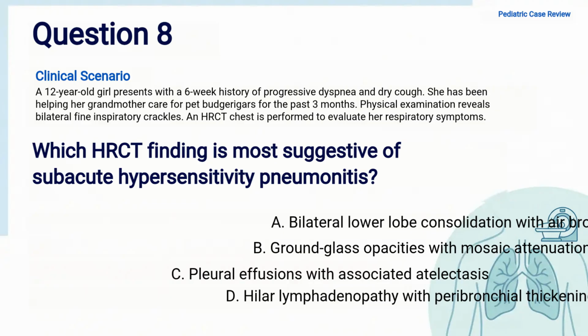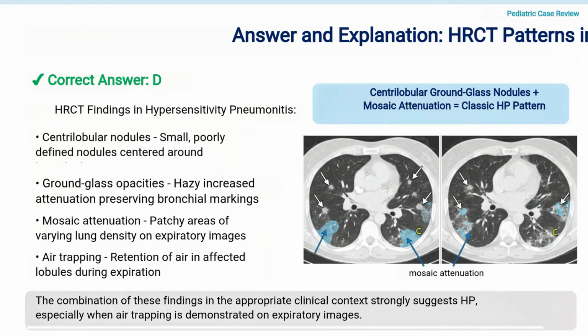Option A. Bilateral lower lobe consolidation with air bronchograms. Option B. Ground glass opacities with mosaic attenuation pattern. Option C. Pleural effusions with associated atelectasis. Option D. Hilar lymphadenopathy with peribronchial thickening. The correct answer is option B. Ground glass opacities with mosaic attenuation pattern.